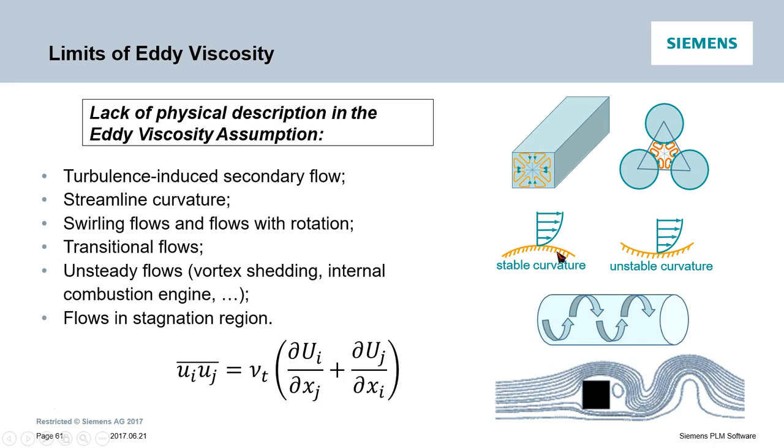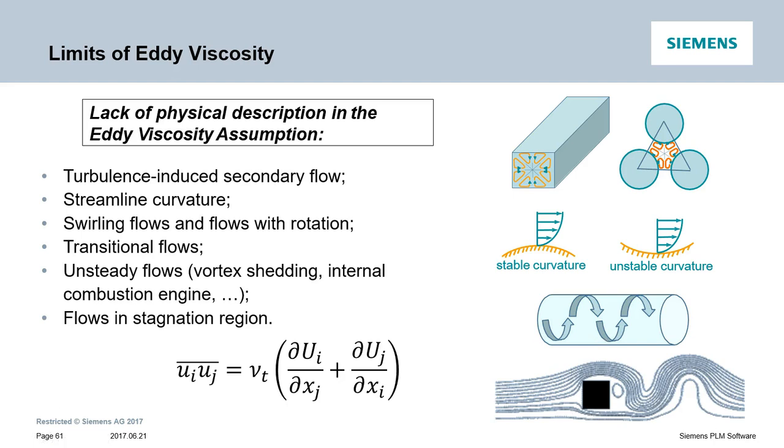Also, the streamline curvature can enhance or suppress the production of turbulence, which is again not accounted for by linear eddy viscosity models. And moreover, as we discussed earlier, it tends to overpredict TKE in the stagnation regions and so on. So the obvious conclusion is to look for models with more accurate stress-strain relationship.